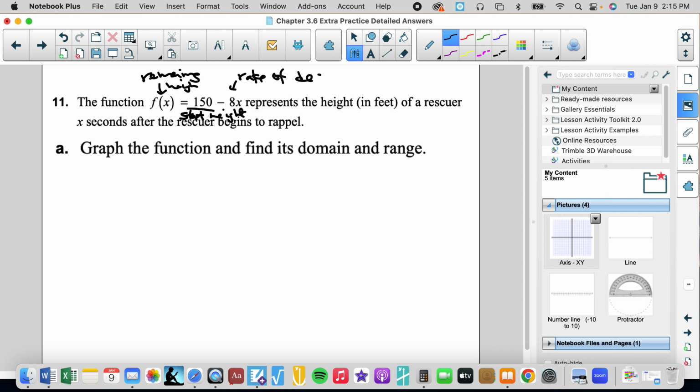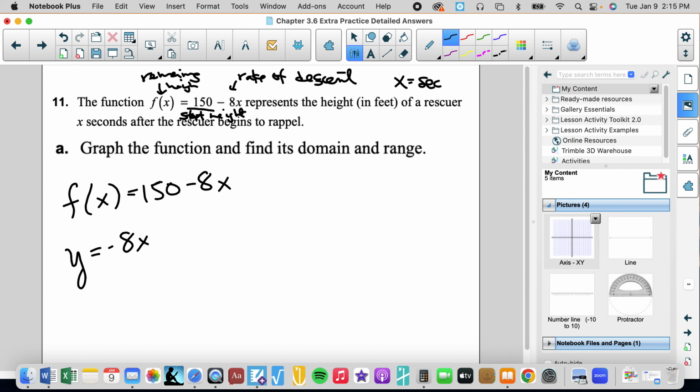Rappelling descent. And x is the seconds. X equals seconds. So if we have f of x equals 150 minus 8x, we can rewrite that as y equals negative 8x plus 150, where this is our slope. This is our y-intercept.